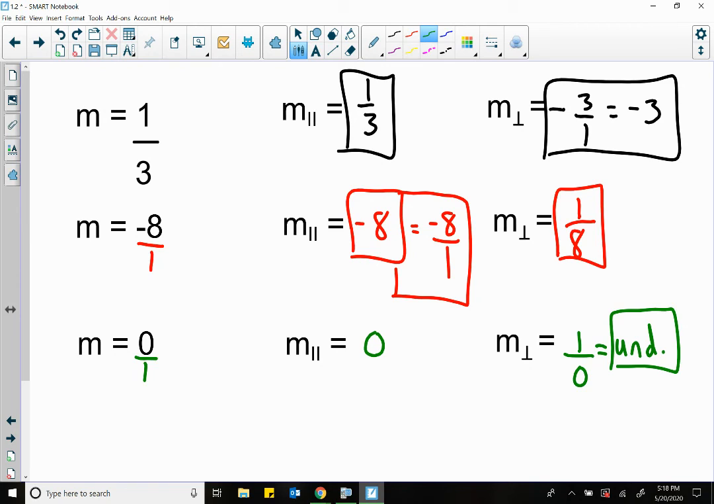The perpendicular slope to a slope of 0, or in other words, if you think about what these are, horizontal lines. What kind of line is perpendicular to a horizontal? Vertical. So all vertical lines have a slope of undefined. That's what's going on. This is a horizontal. So the only lines that are parallel to horizontal are other horizontal lines. The only lines that are perpendicular to horizontal are vertical lines. Okay? All horizontal lines have a slope of 0. All vertical lines have a slope of undefined. Okay?